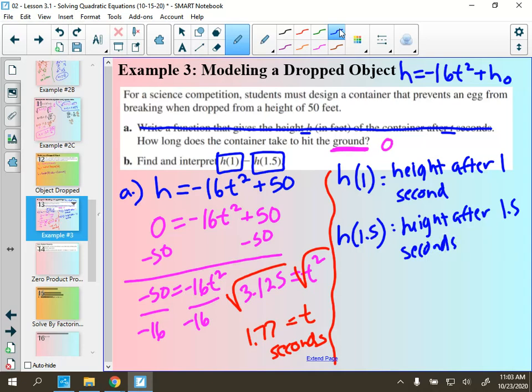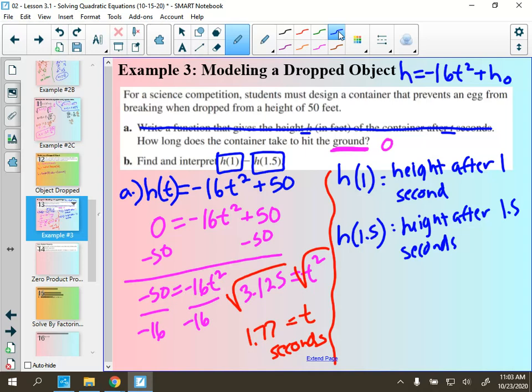I guess, if I wanted to make my model even more accurate, although what we had was fine, we could write this as h of t, because then it incorporates, hey, that's the height after t seconds. So maybe that helps to say, oh, okay, that's where that's coming from. The height after t seconds, the height after 1 second, the height after 1.5 seconds. What's the height after 2 seconds? There is no height, right?